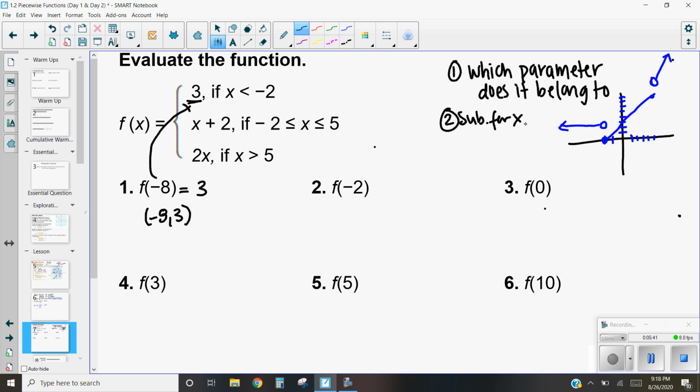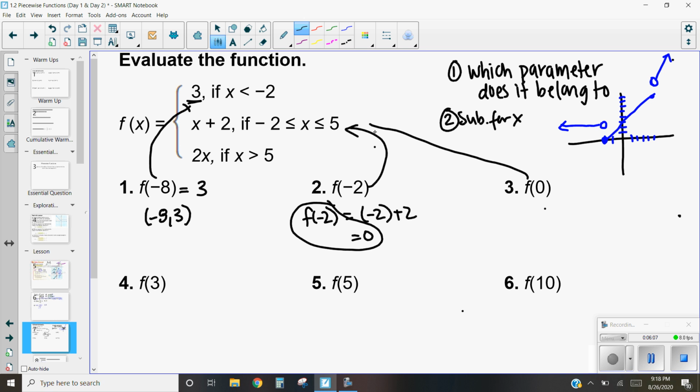So looking at number 2 here, -2, that's going to belong in our second equation here. So I'm going to do f of -2 is going to equal, substitute -2 for our x, plus 2. -2 plus 2 equals 0. Okay, so that's what it would evaluate to. When x equals 0, it's also going to go into this second expression here. So we would do the exact same thing. f of 0 equals 0 plus 2, and 0 plus 2 is 2.